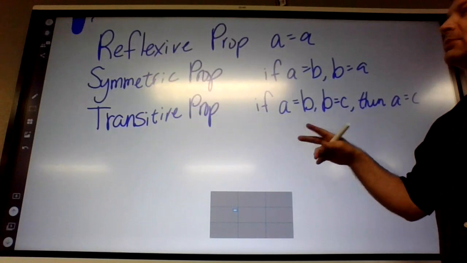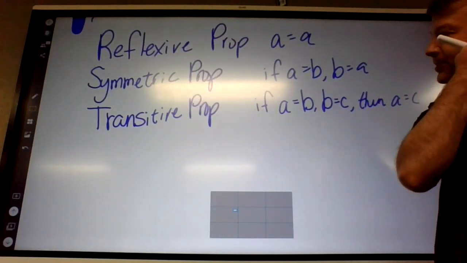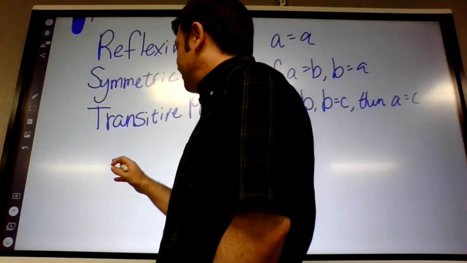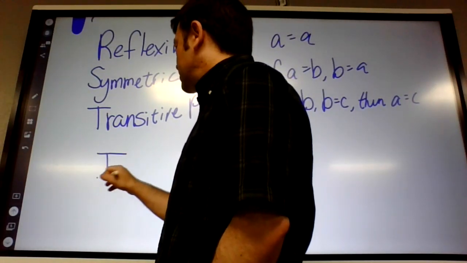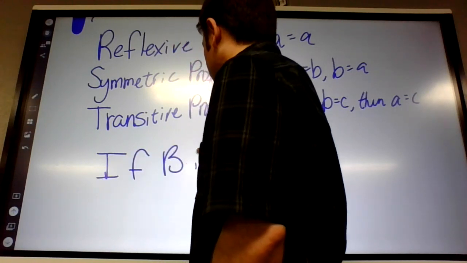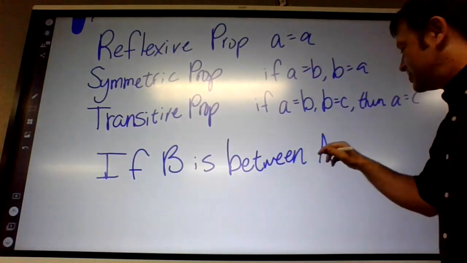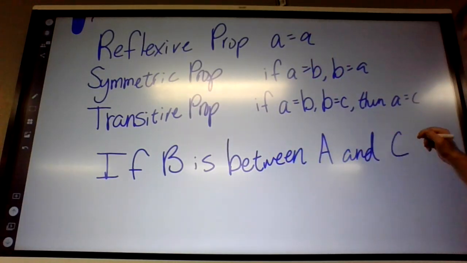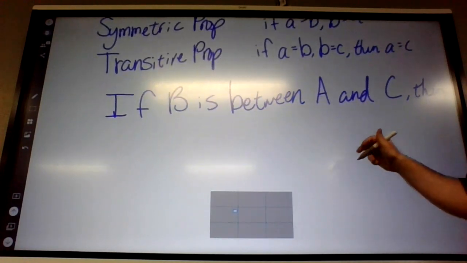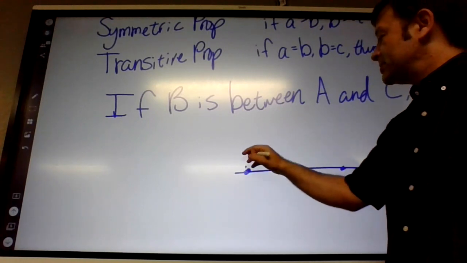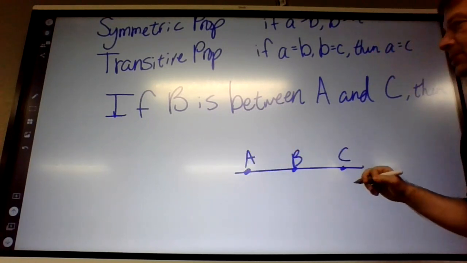Okay, there was a definition from a long time ago. We probably didn't talk about it very much, but it's like if B is between, remember that? A and C, then what does that mean? Then that means ABC is a line. It means that B has to be on the line between A and C.